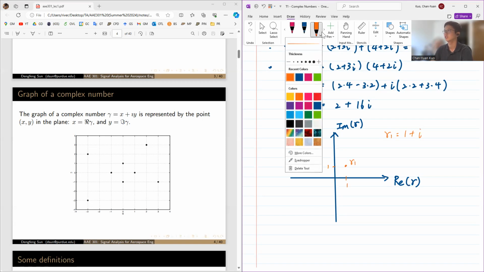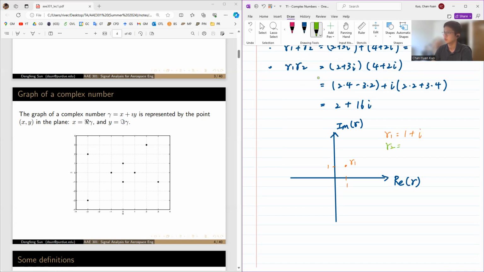And similarly, if we have another complex number which equals 2 plus, say, 3i, we have 2, 3, so this is gamma 2. Okay.